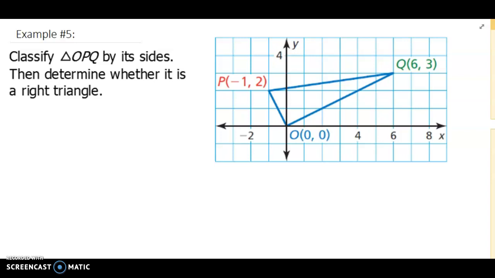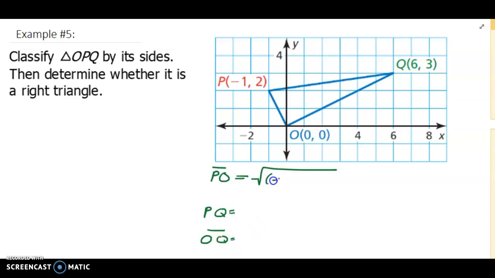It says classify triangle OPQ, so this triangle here, by its sides. Tell whether it's a right triangle. So to classify it by its sides, we need to know, are any of these congruent? Okay, so to find that, I'm going to find the length of all of these. So I'm going to find the length of side PO. I'm going to find the length of side PQ. I'm going to find the length of side OQ. Okay, and to do that, I'm just going to use the distance formula.